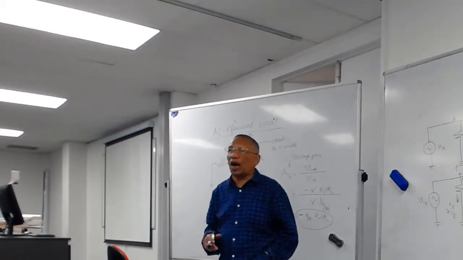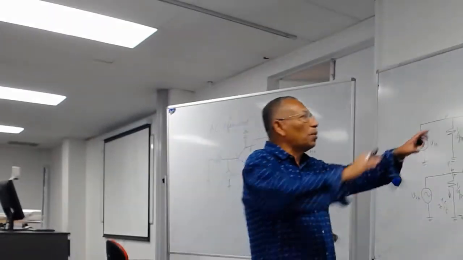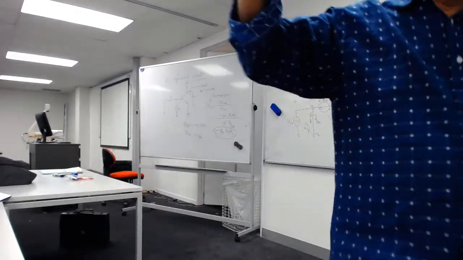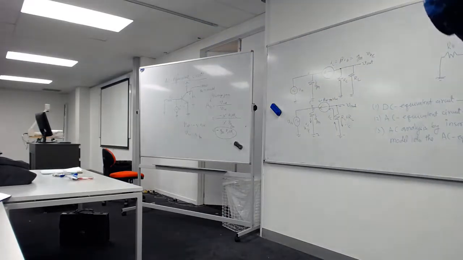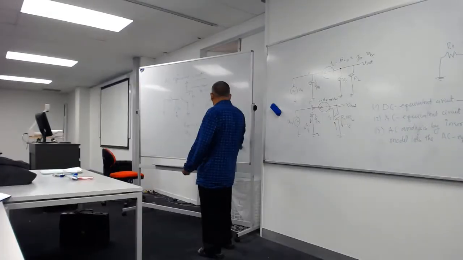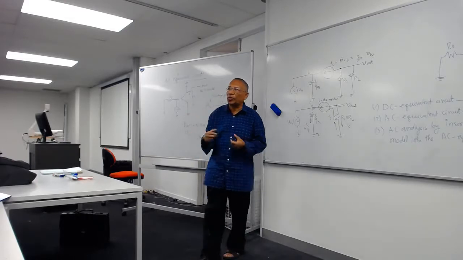So how do you start the problem? You're given a problem which you start by solving the DC equivalent circuit. Find the bias point, find the GM, find the AC equivalent circuit, insert the T model, find the AC analysis, input the value. So if your values are given, you could put RC here, RL here, GM here, then you get your output.